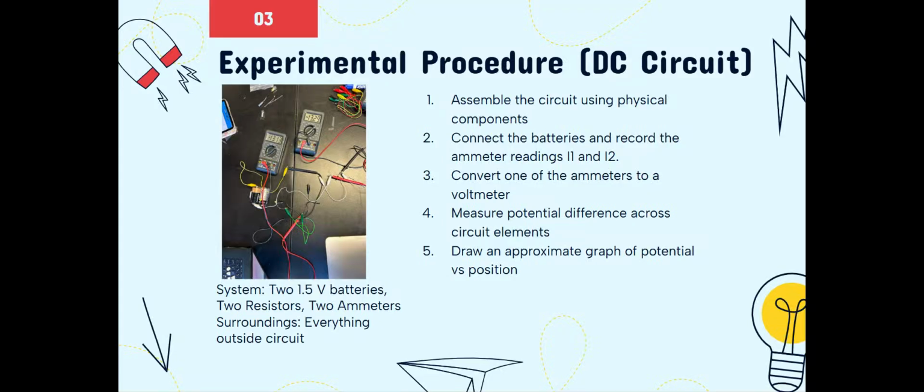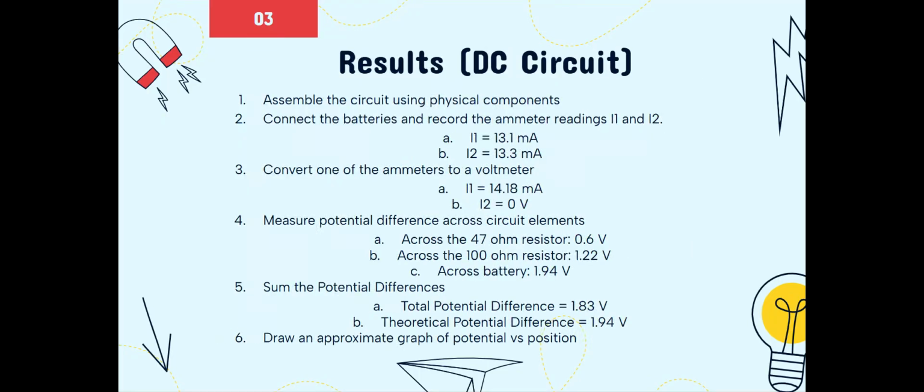For our DC circuit experimental procedure, we assemble the circuit, we connect the batteries and record the ammeter readings, current 1 and current 2. We convert one of the ammeters to a voltmeter, and we measure the potential difference across the circuit elements, and we draw an approximate graph of potential versus position. So our system is basically our circuit, or two 1.5 volt batteries, two resistors, and two ammeters, and our surroundings are everything outside of the circuit.